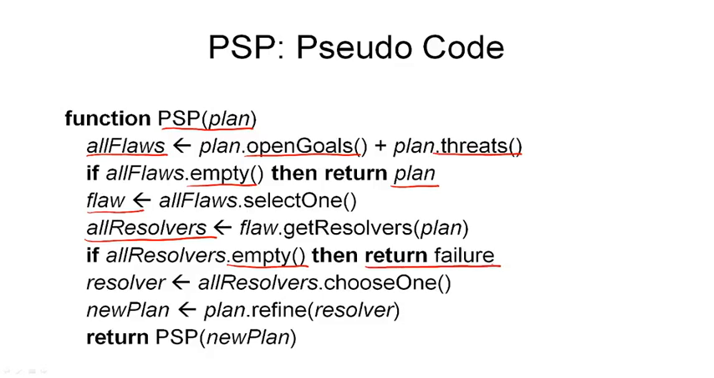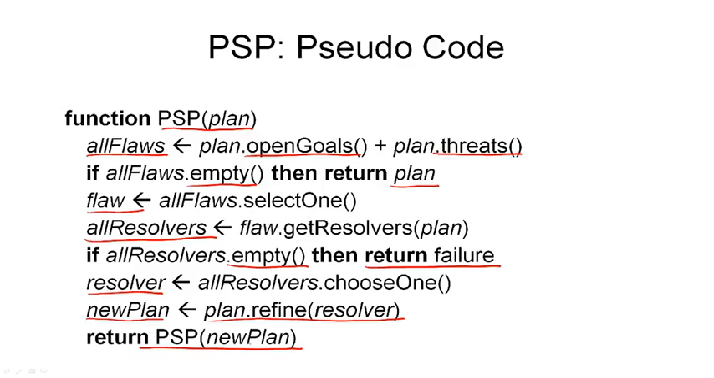But if there were resolvers in the set, then we have to choose one to remove the flaw from our plan. The next step then is to generate a new plan, which consists of applying the resolver to our current plan. This is the step that generates a new search node in our search space. And this time I haven't defined the search procedure as an iterative procedure, but as a recursive procedure where the recursive call comes here. So we've generated a new node and we simply apply the PSP procedure to that new node.